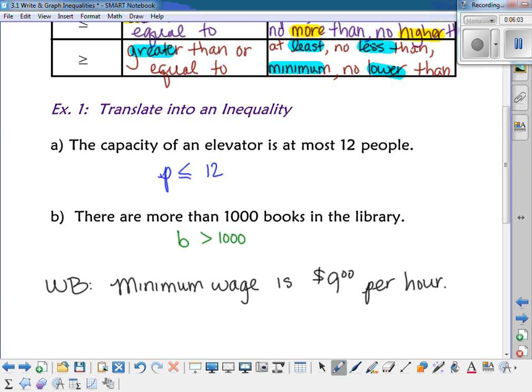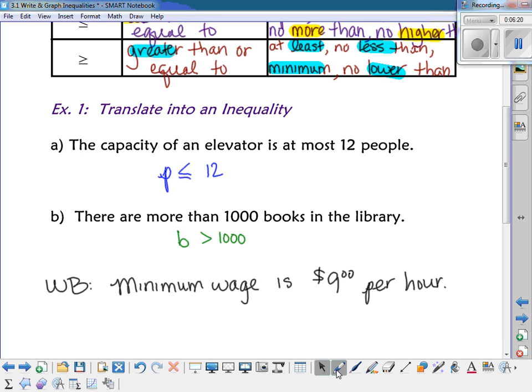So write an inequality. Think about, would you be willing to make less than $9 an hour? Would you rather make more than $9 an hour? Could you make exactly $9 an hour? Think about that. Pause the video and write down your answer.